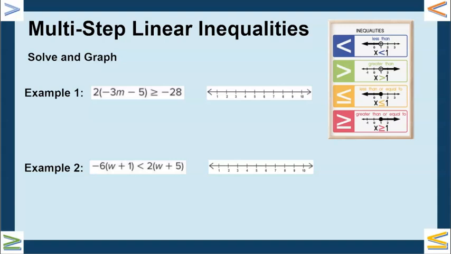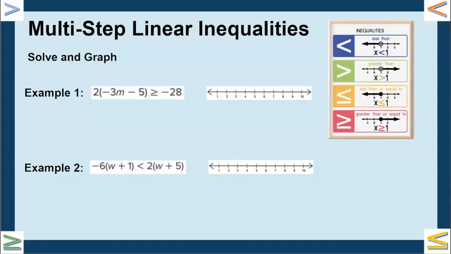In this video, I'm going to show you how to solve and graph multi-step linear inequalities. I'll use two examples to show that. Example one: 2 times (negative 3m minus 5) is greater than or equal to negative 28. Now we need to get the negative 3m by itself.